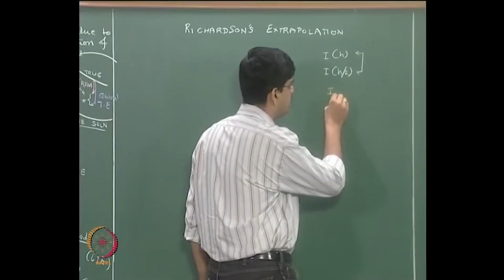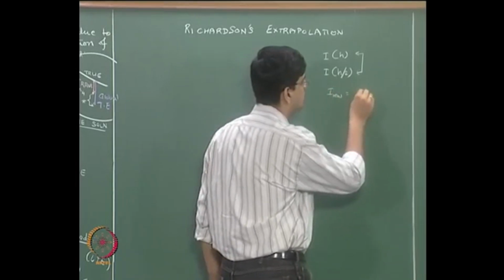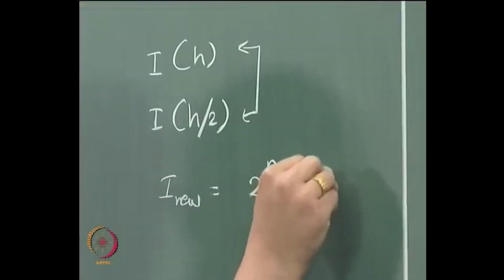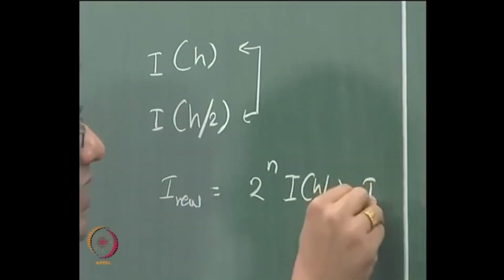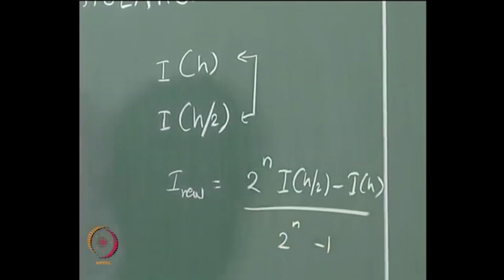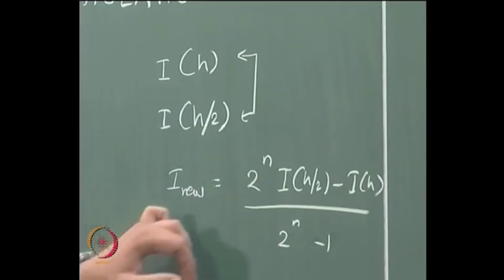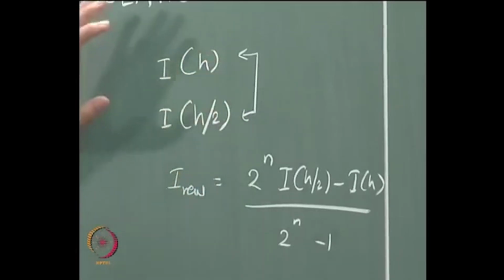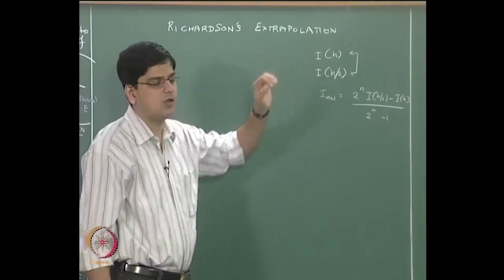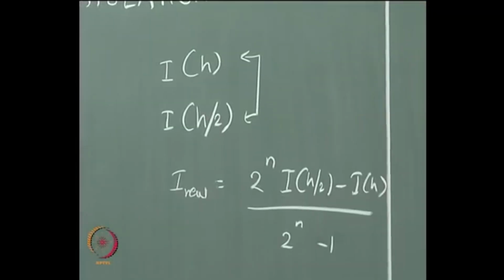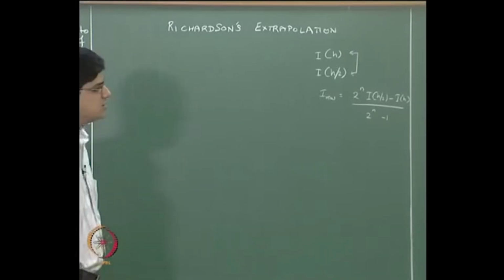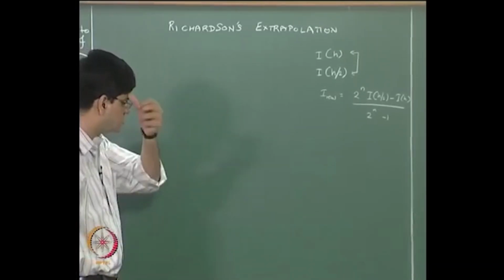And we had said I was going to be equal to 2 to the power n multiplied by I(h/2) minus I(h), divided by 2 to the power n minus 1. Okay. So this is what we had derived in the previous module. We are essentially going to go over almost the exact same derivation for Richardson's extrapolation in case of the Runge-Kutta methods, or in case of ODE solution methods.